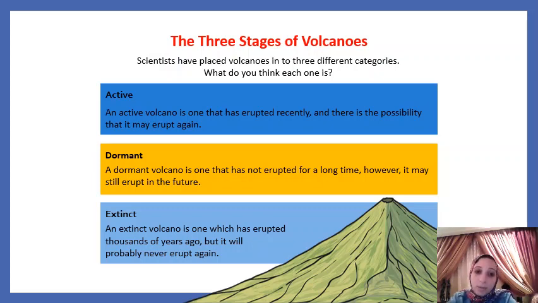The second type of volcanoes, the dormant volcanoes, or the second stage of volcanoes, are dormant. That means they have not erupted for a long time. However, they may erupt. Extinct volcanoes are volcanoes that erupted thousands of years ago, but will probably never erupt again.